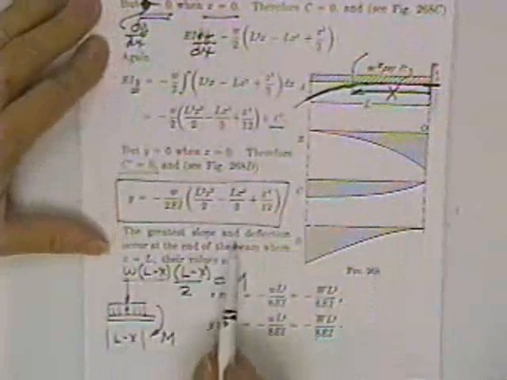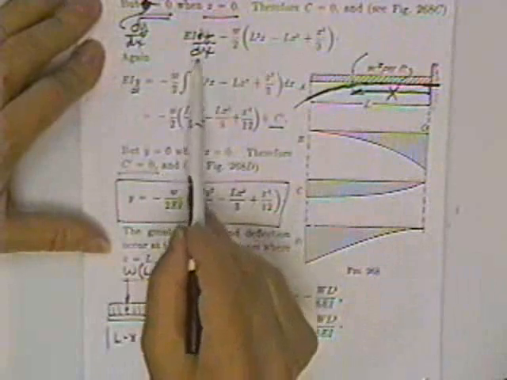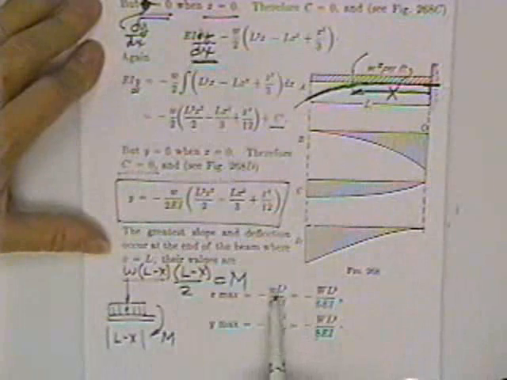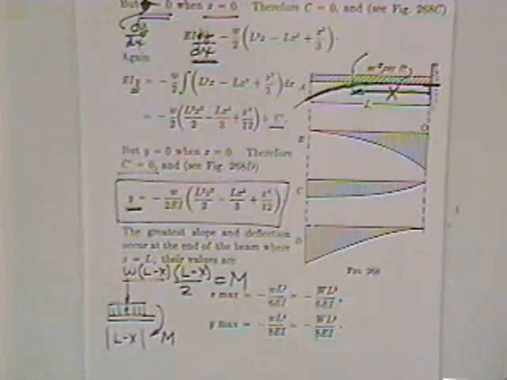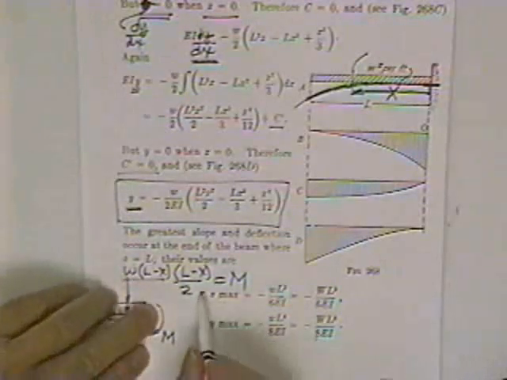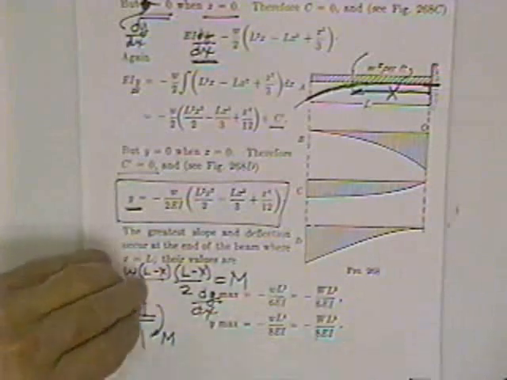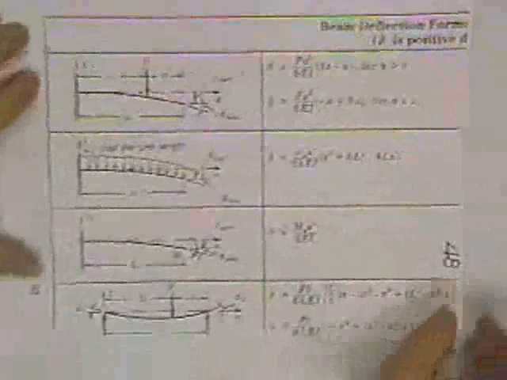Now, the question was, give me the greatest slope and deflection. So all you got to do is go to your slope equation and plug in x equals L. And go to your deflection equation and plug in x equals L. And you'll have the maximum deflections and dy dx. So that's by integration. It's obviously not a lot of fun, not something you do if you could get out of it. And a lot of times you can get out of it.